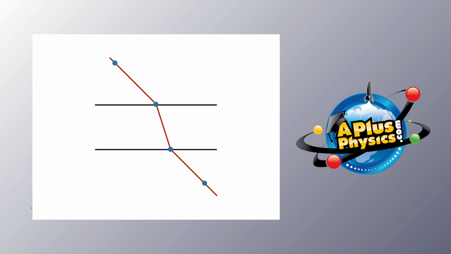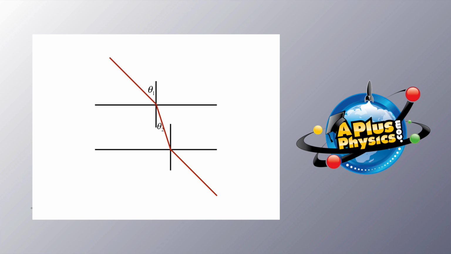And at this point, we can even erase our dots. We really don't need those any further. But what we do need to do is draw a normal line at these interfaces. So we'll draw a normal line, perpendicular 90-degree line to the entry interface. And we'll do the same thing at the exit interface. So there we have our normal lines. Next, I'm going to label the incident angle theta 1. Theta 2 is the refracted angle in the glass.